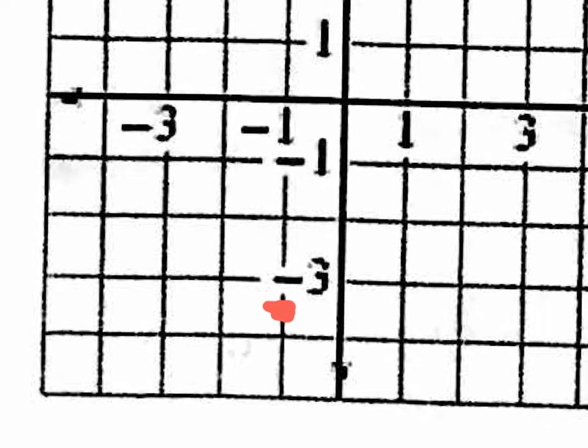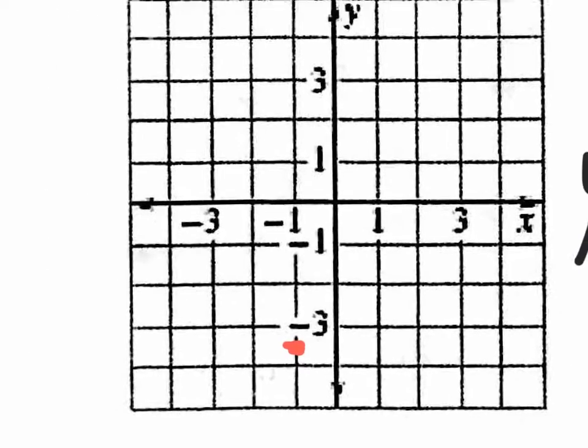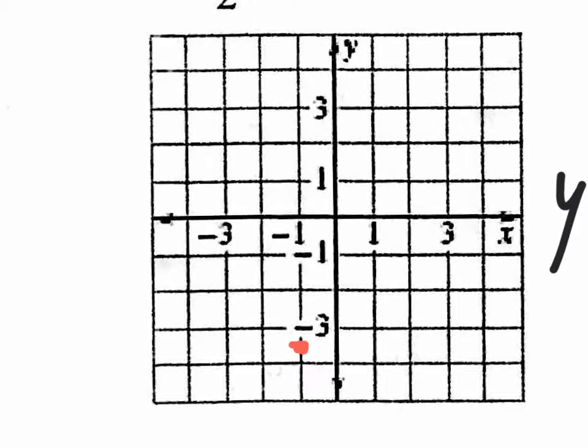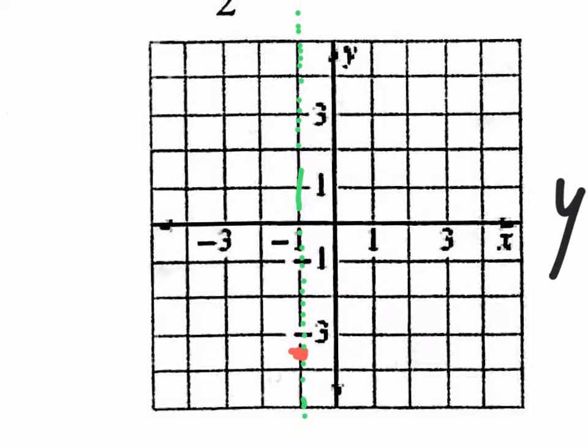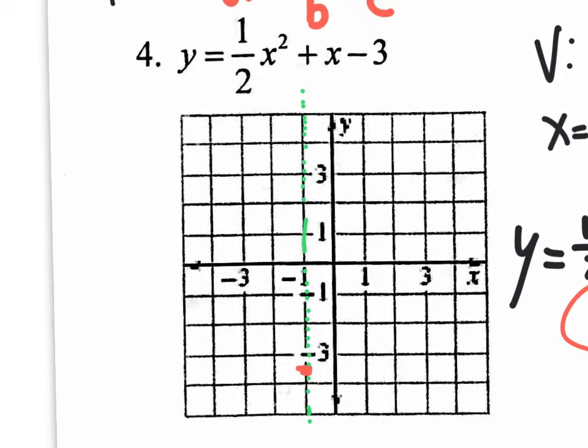Now through the vertex exists the axis of symmetry. So let me draw an axis of symmetry. And of course, we already know that this parabola opens up. Why do we know it opens up? Because the a value is positive, even though it's half, it still opens up. We need more coordinates, so I'm going to jump to an XY table.